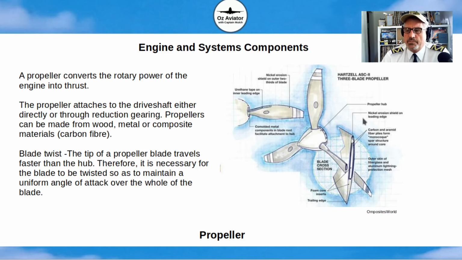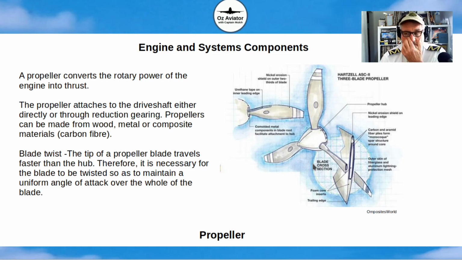Now note here on the propeller, the cross-section of the propeller blade. You can see the cross-section looks similar to an aircraft wing, and that's because the propeller acts similar to an aircraft wing to provide thrust. As the propeller spins, air flows over the propeller and it provides a forward force on the propeller to pull the aircraft through the air, similar to a wing producing lift.